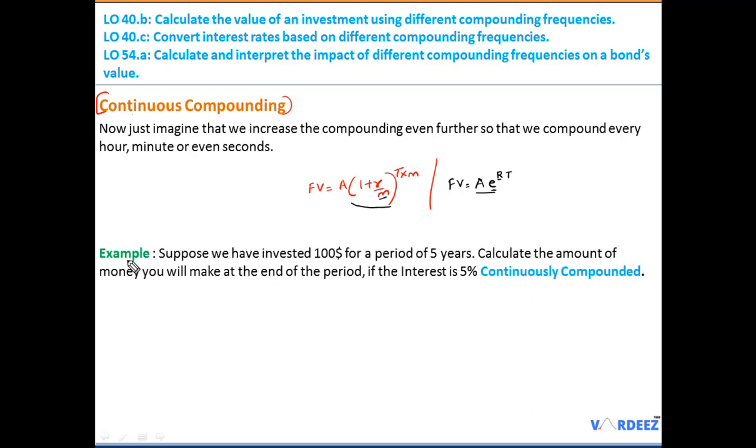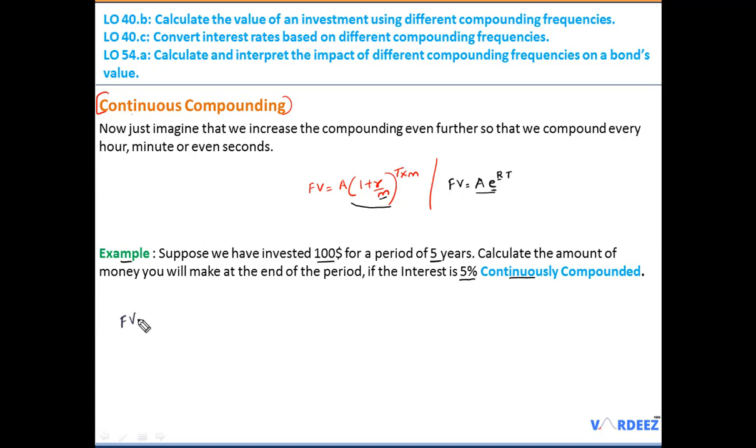All right, so here we have the example that we've been working with. The same amount, A is $100, t is 5 years. Calculate the amount of money if the interest is 5% continuously compounded. This is the same example that we've been working on. So if I want to calculate the future value now, let's just calculate that.